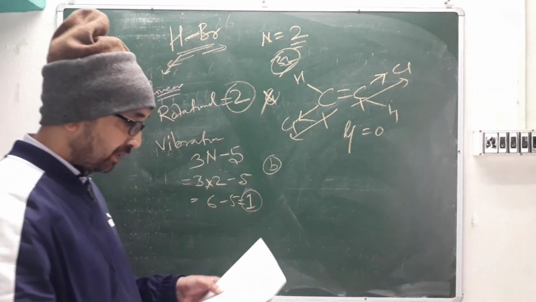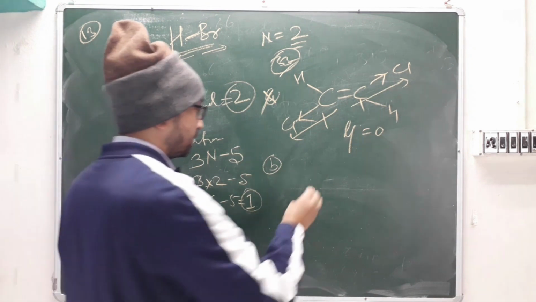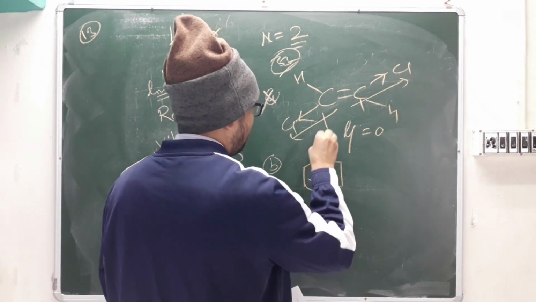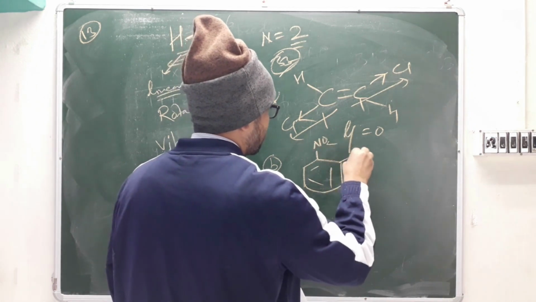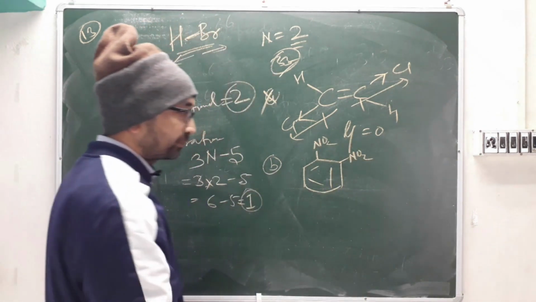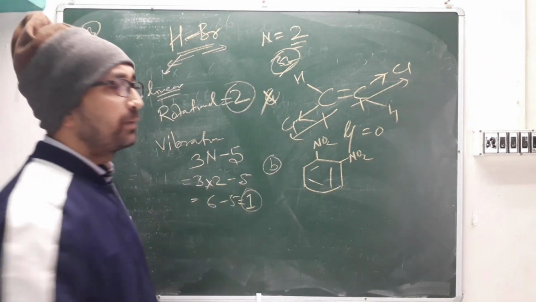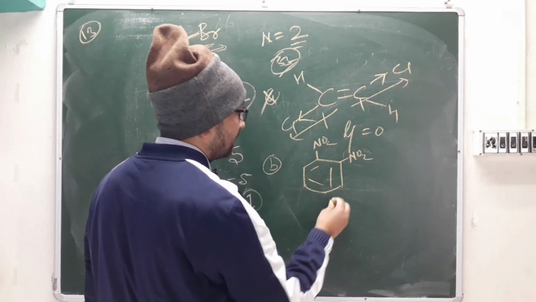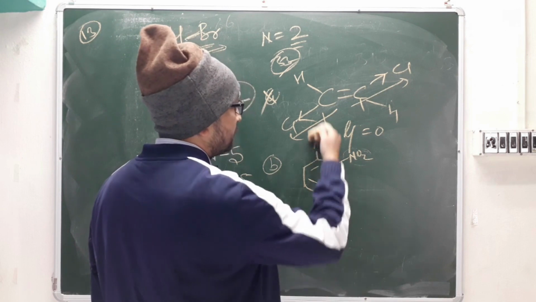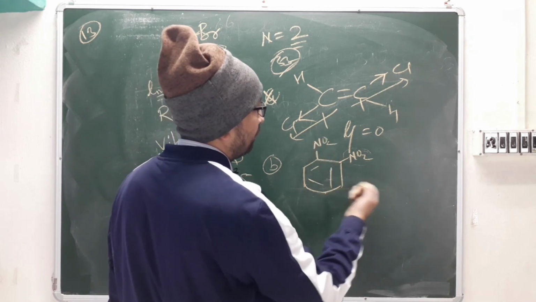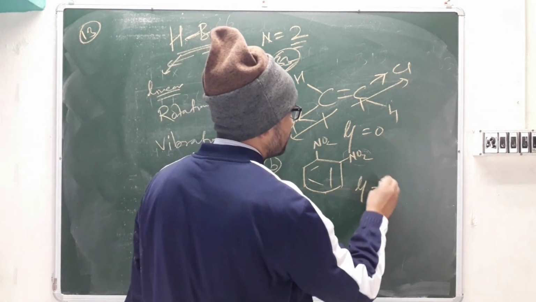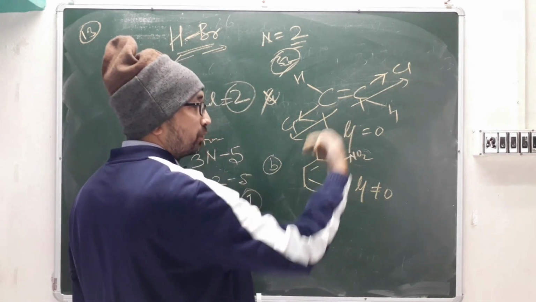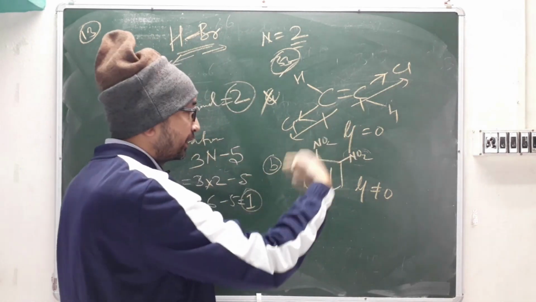Option B, what we have, 1,2-dinitrobenzene. Here it will have a dipole moment. Suppose this nitro, if it is in this place, then we can say that this one and this one are getting cancelled out and mu equals 0. But in this place, mu is not equal to 0, because see, both are on the same side, correct?